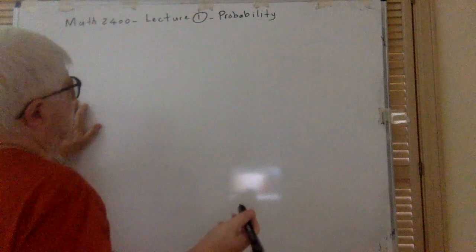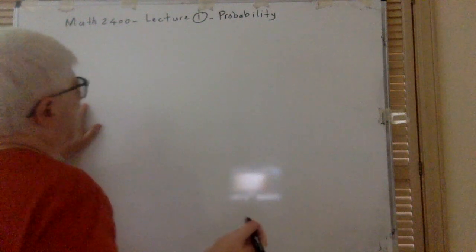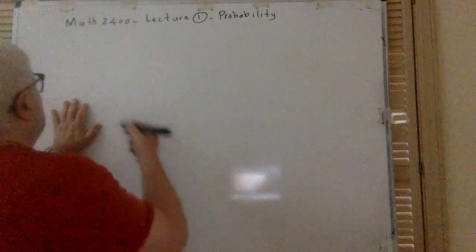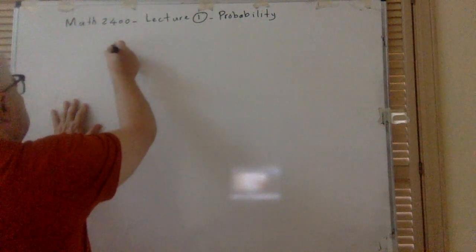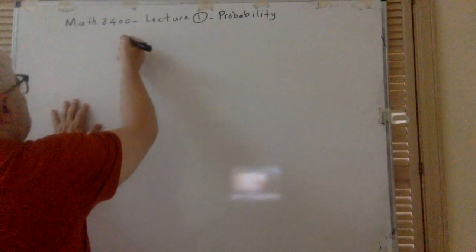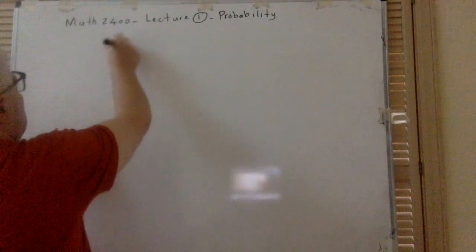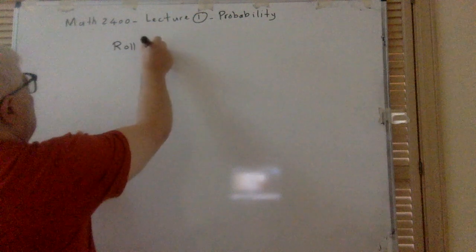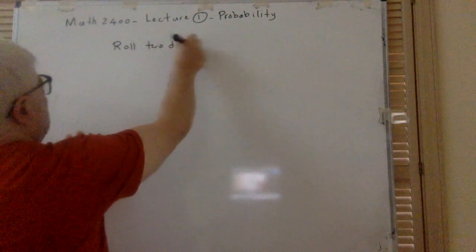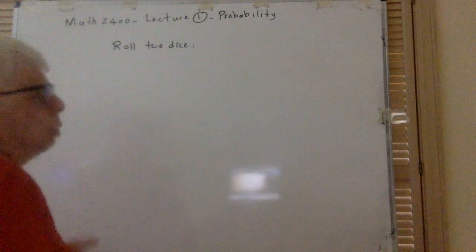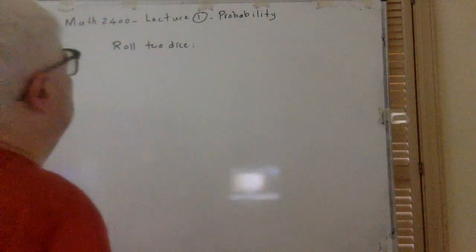Now, another one, which is a simple one, is say we roll 2 dice, for example. Okay, roll 2 dice. Now I'm not rolling 2 dice, but I can do that.